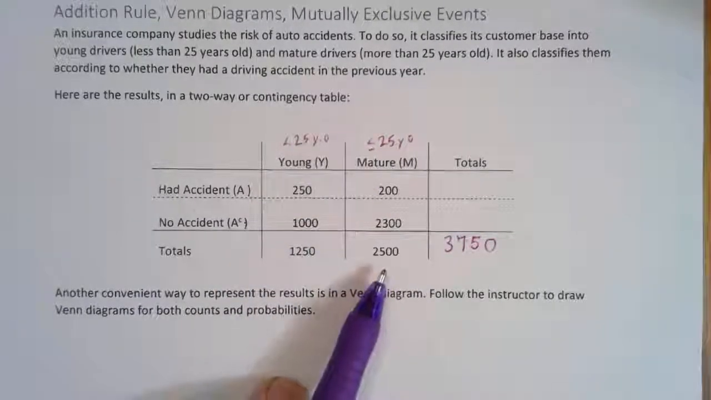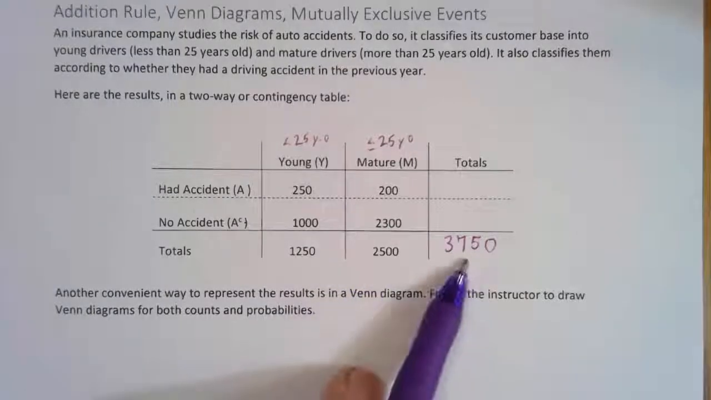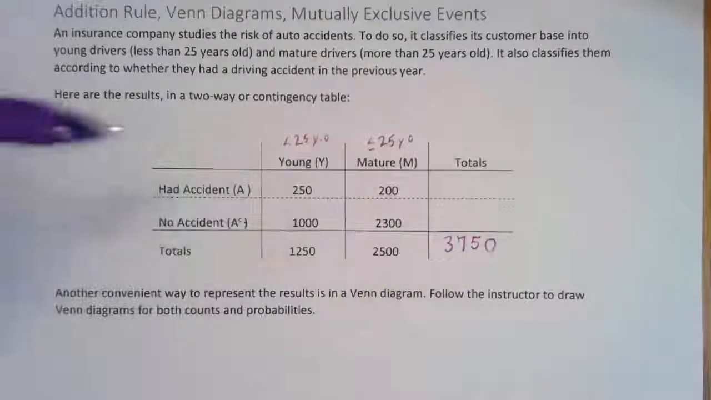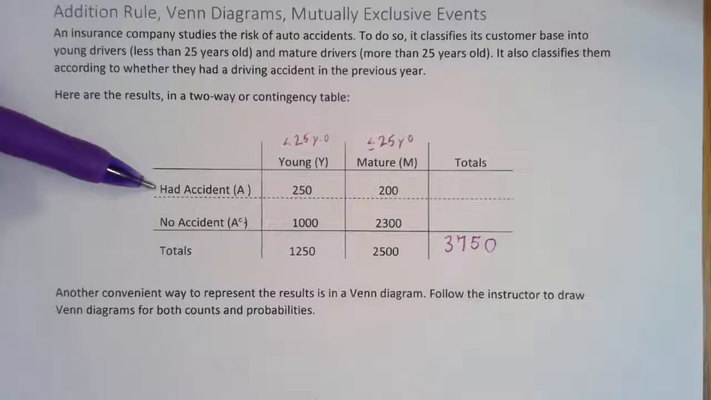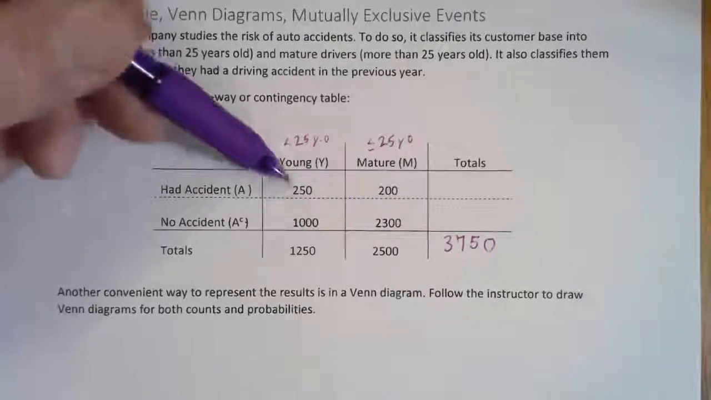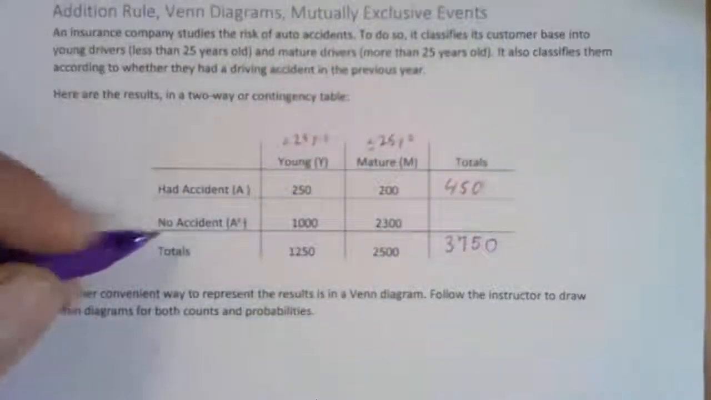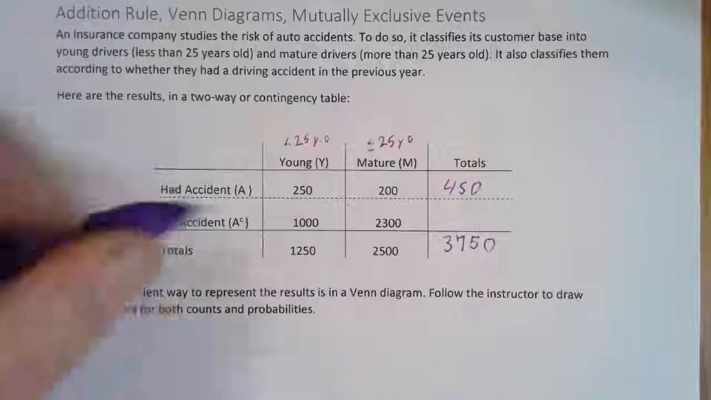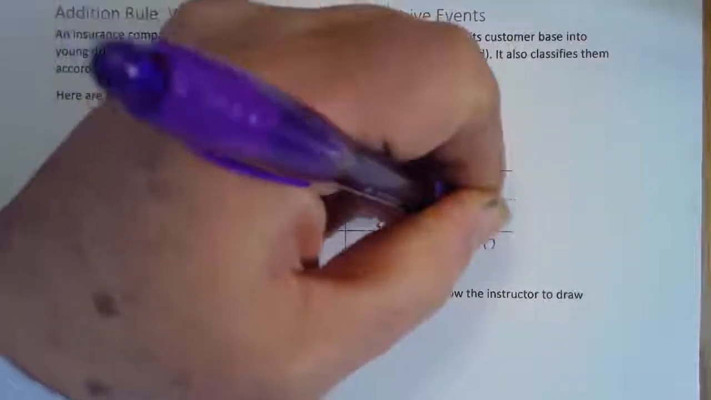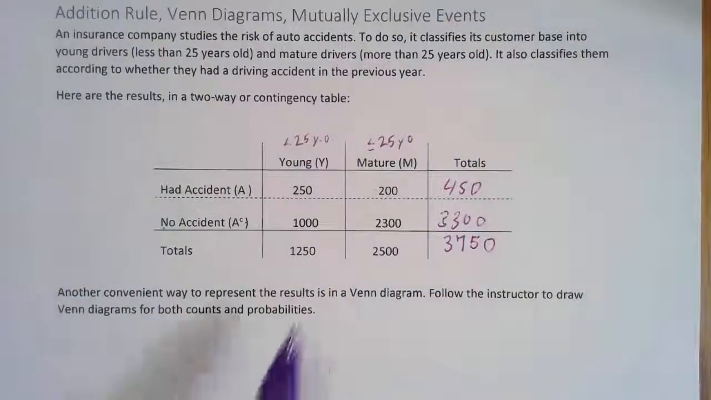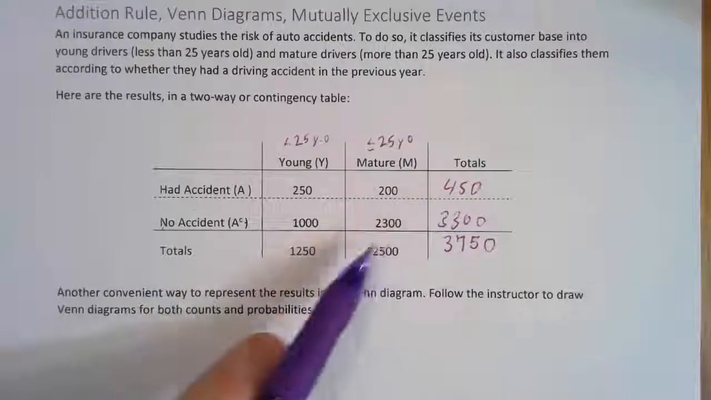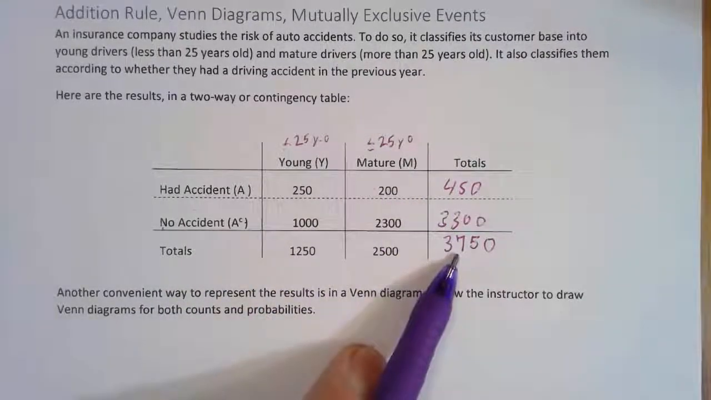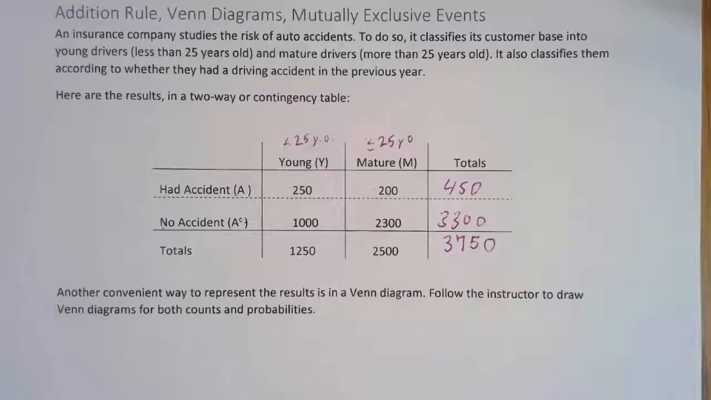In the same way, there's yet a third way to get the total number of customers. We could get a subtotal for those who had an accident. There are 450 of them. And a subtotal for those who had no accident. There are 3,300 of those. So whether you sum these two, or the four in the middle, you'll get the total number of customers, 3,750.